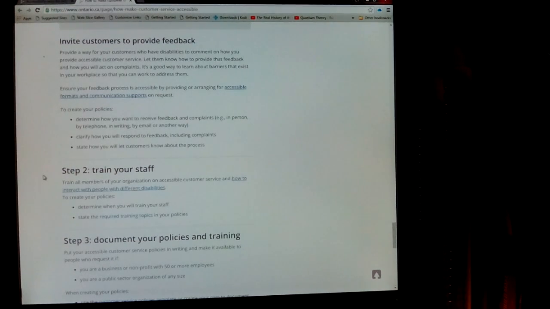To create your policies, determine how you want to receive feedback and complaints, for example, in person, by telephone, in writing, by email, or another way. Clarify how you will respond to feedback, including complaints. State how you will let customers know about the process.